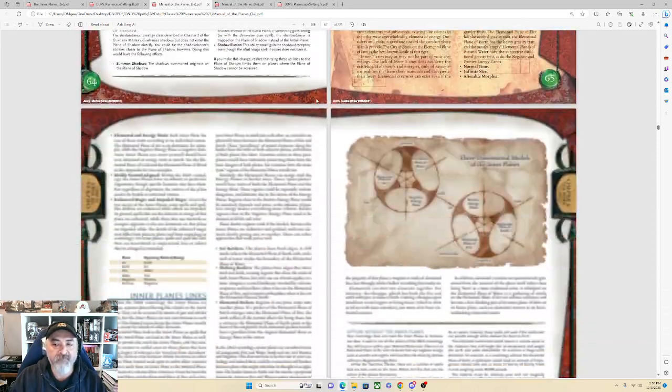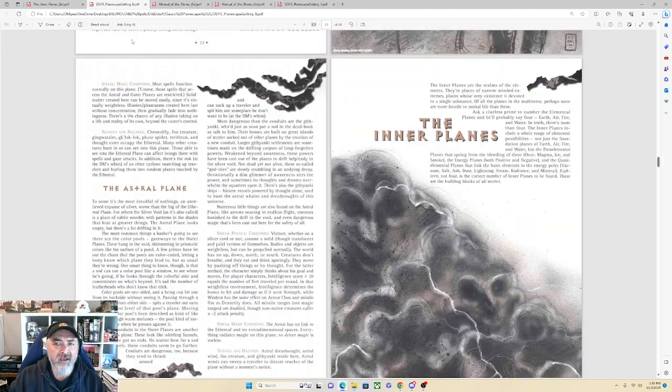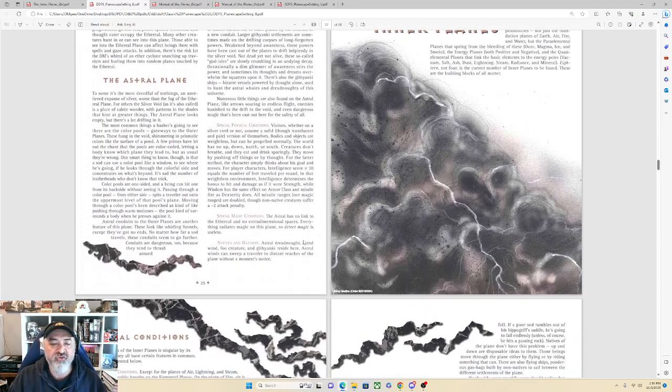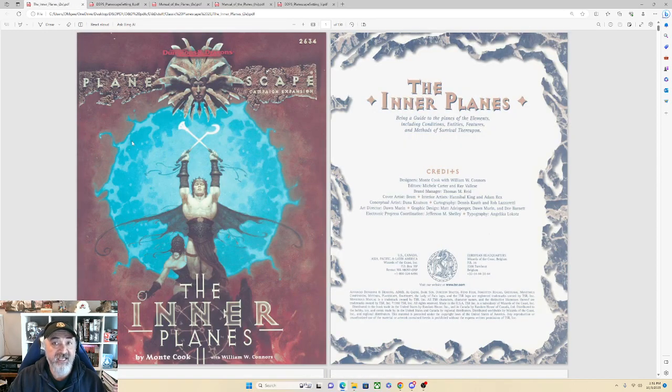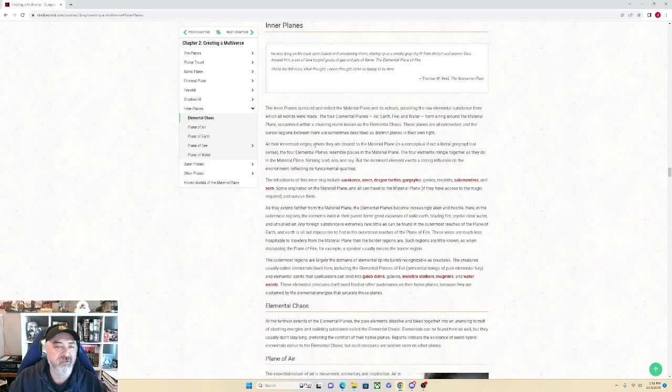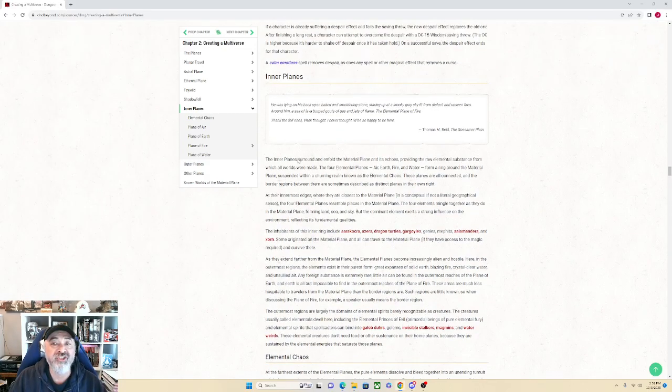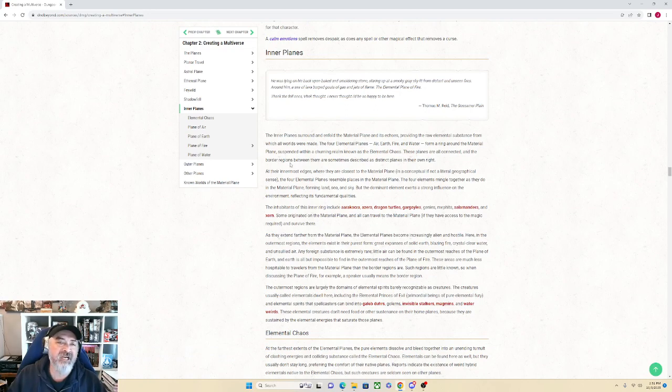The inner plane information that was given in the Planescape core books, the original Planescape box set by Monty Cook, the entries in the box set regarding the inner planes, and the dedicated 130-page manual, The Inner Planes by Monty Cook, a summary for adventuring within the inner planes according to Planescape rules and Planescape setups. And lastly, we will also make sure that we're checking in with the 5th edition Dungeon Master's Guide, Chapter 2, creating a multiverse, including the inner planes.